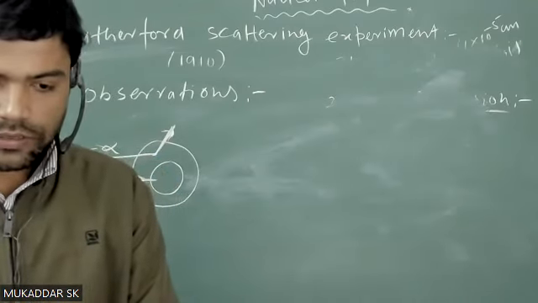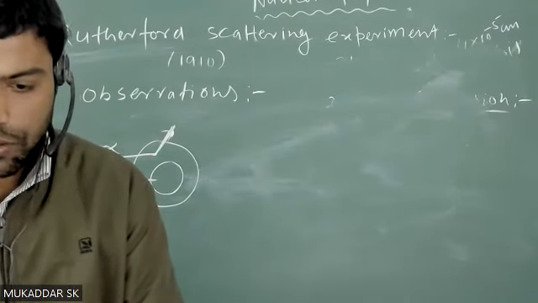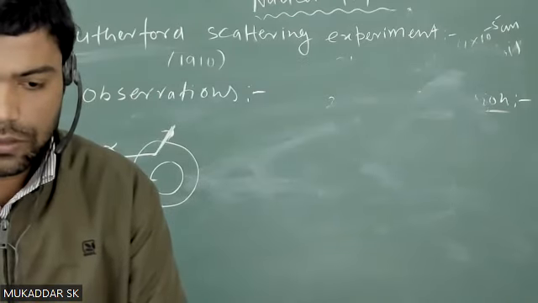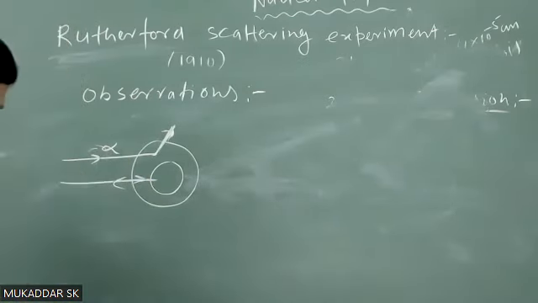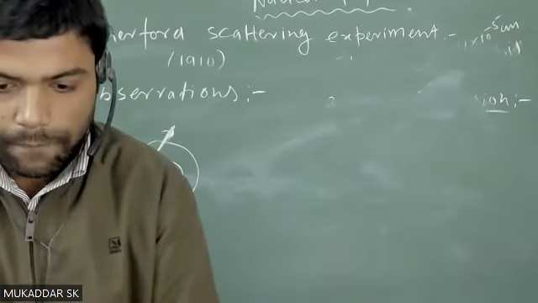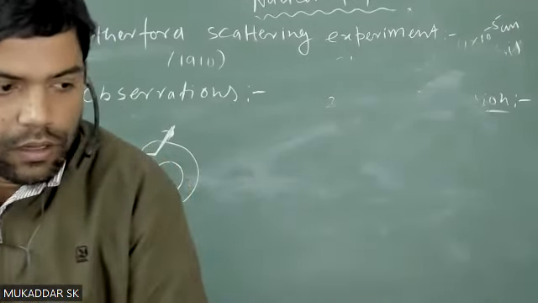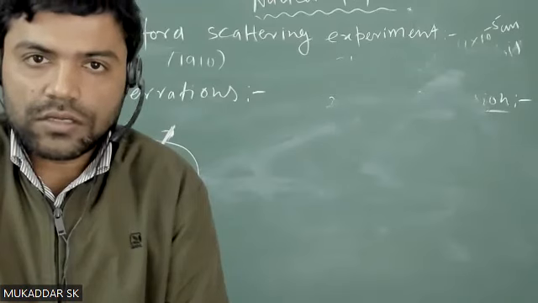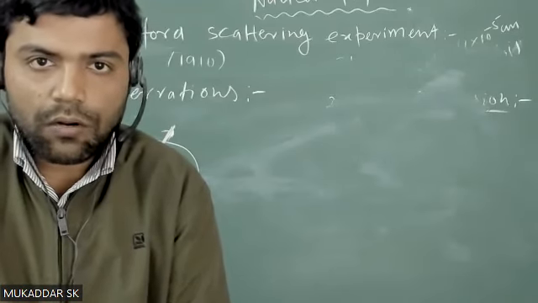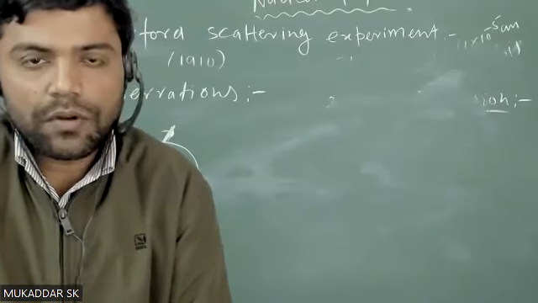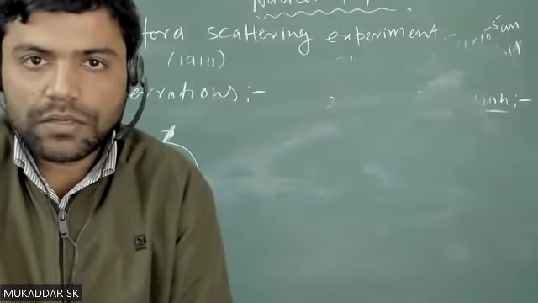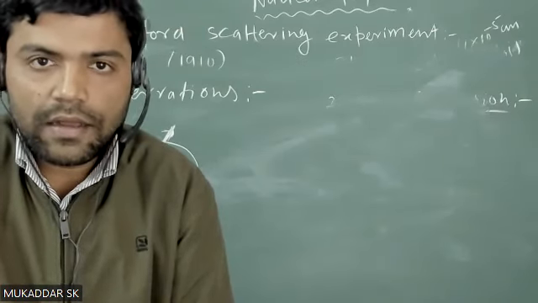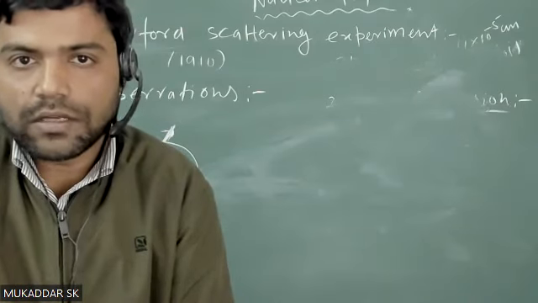And of course, he mentioned that the size of the nucleus is small. We can conclude that also, because only one out of 20,000 is backscattered. So the conclusion is very simple. First of all, most of the part inside the atom is empty. Second, there is some positive charge concentrated at the center, and due to Coulomb repulsion there is scattering. And from the last observation, we conclude that most of the mass of the atom is concentrated at the center, which he named the nucleus.